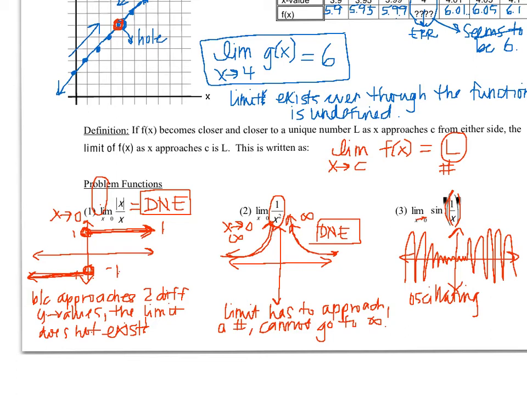As it gets closer to 0, it jumps quicker. And so it's never going to approach a single number because it keeps jumping. So oscillating, because it jumps, means it never reaches a specific number.